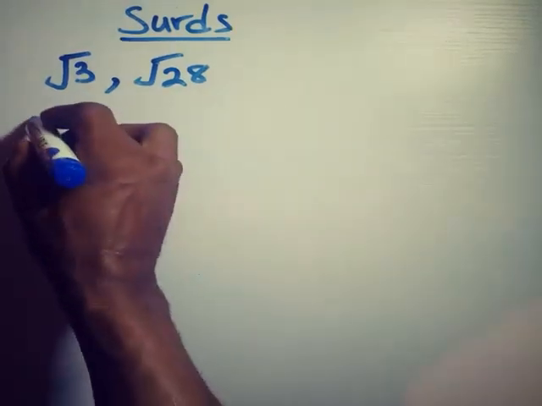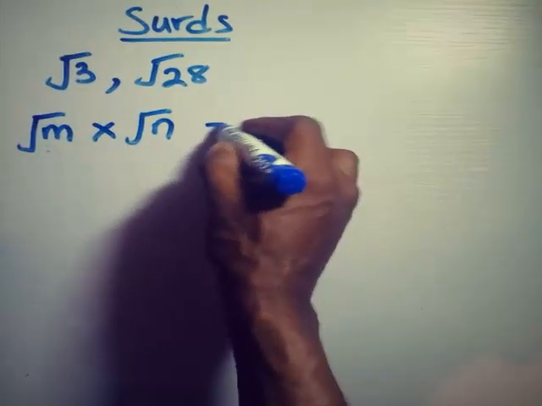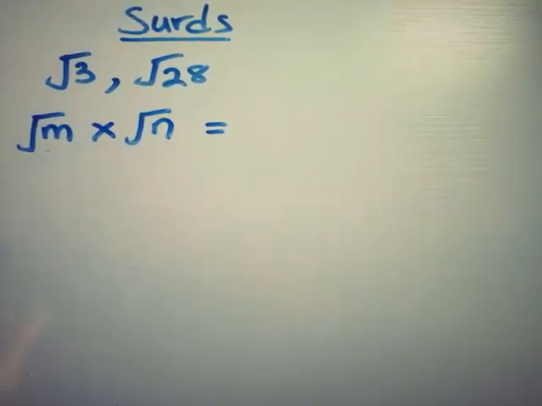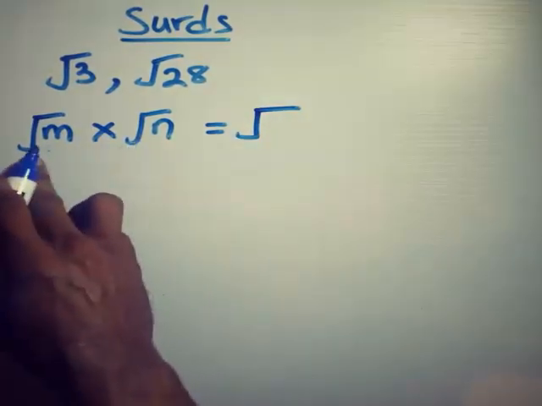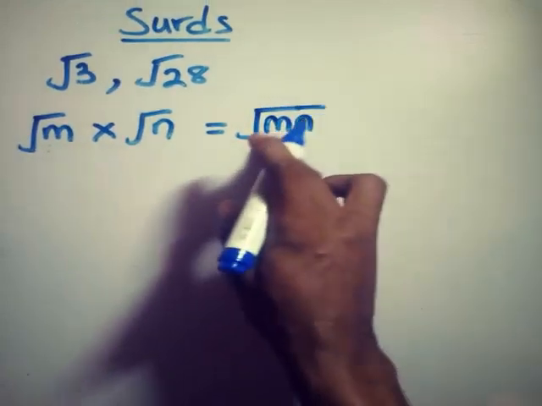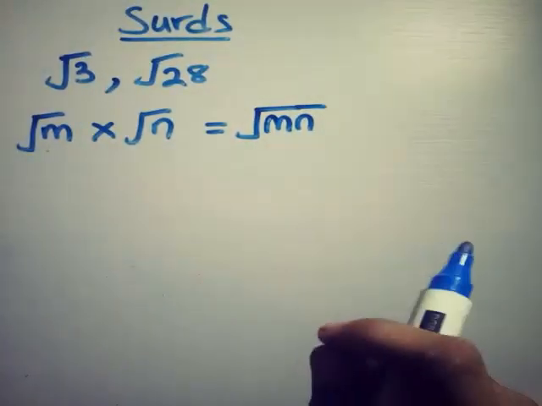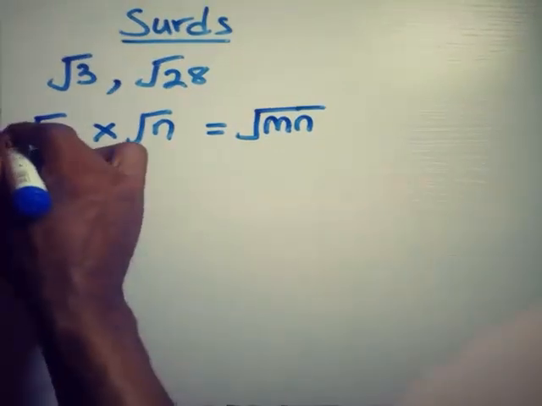When you have this kind of expression in surds, how do you simplify? What you do is you pick a common root, and m and n multiply each other to be under one umbrella of a square root.